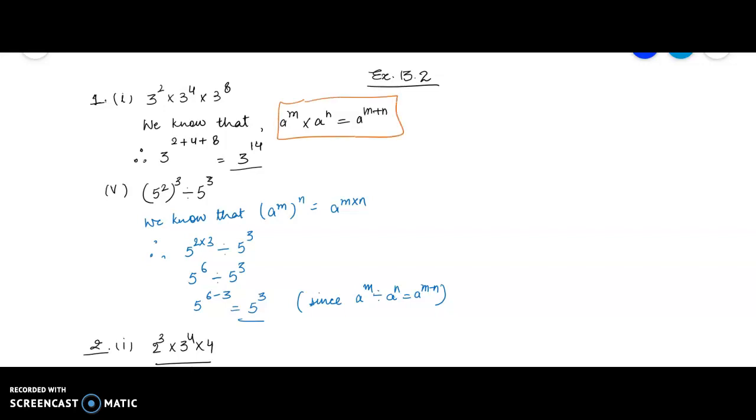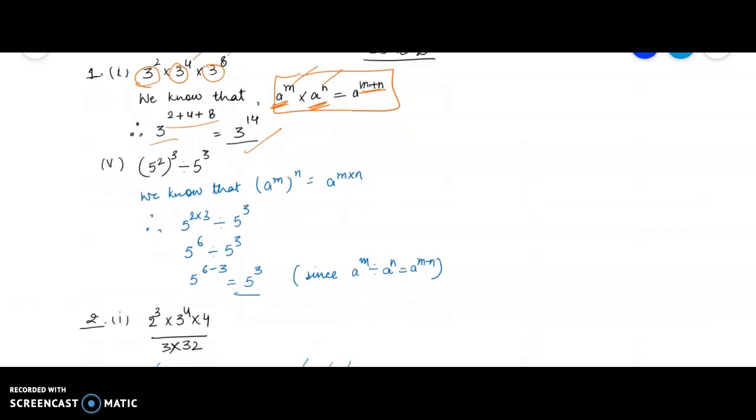So here I know this law that when my bases are the same, whatever the powers are, we can add their powers. Here you can see I have 3 as my base, so I can add their powers in multiplication. Using this I have done 2 plus 4 plus 8, that is 3 to the power 14.